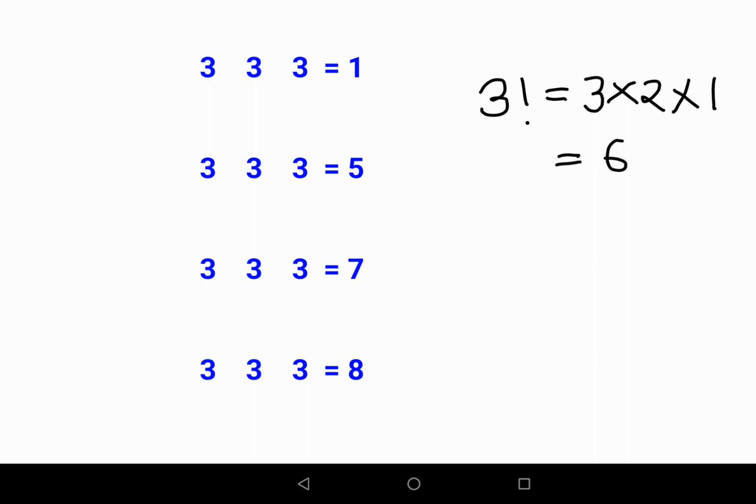Okay. So in order to get 1, what we'll do is what? We'll do 3 factorial. Okay. And then divide this by what? 3 plus 3. So basically that is 6 over 6, that gets you 1. Okay. Now for 5, what we'll do is we'll again make this 3 factorial and then make this minus 3 over 3. So 3 factorial is 6 minus 3 over 3, that is 1.